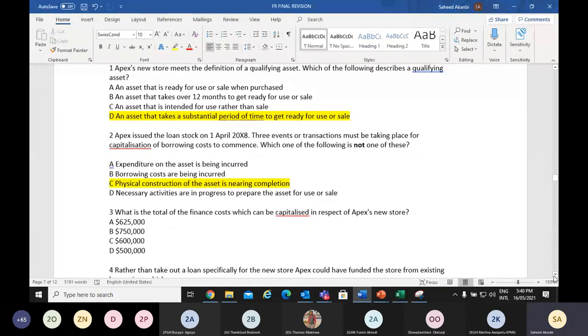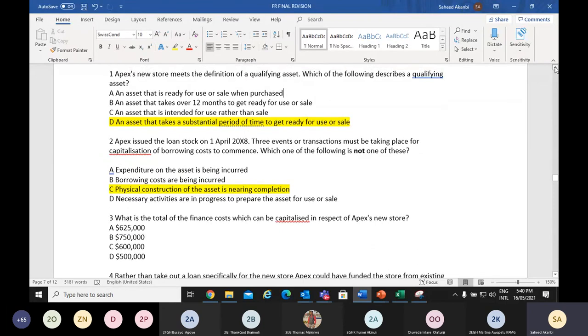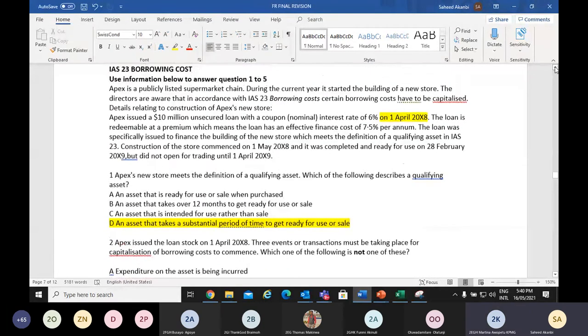Hello, are we there? Yes, sir, we're here. Based on what the standard says, physical construction of the asset is not a criteria for commencement of capitalization. So ideally, I'm not in support of what they've done here. What they've done here is to use the date of construction as a criteria. I'm not in support, but I think that's what they've done.